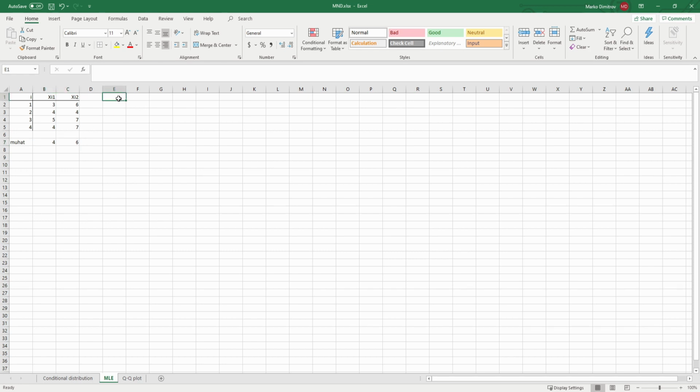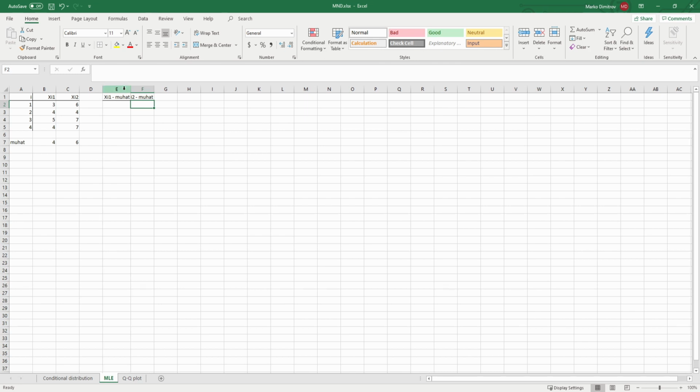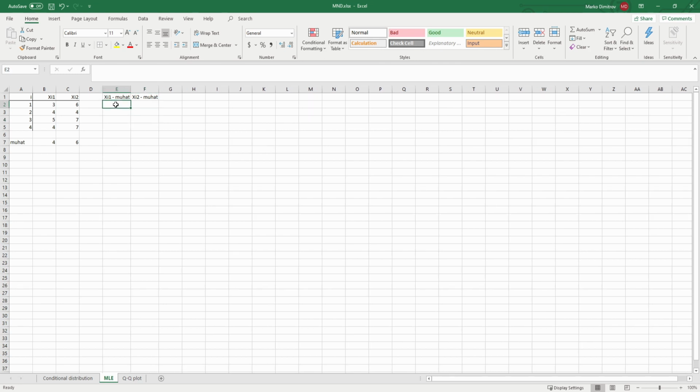To get the maximum likelihood estimate of the covariance matrix, what we need is the difference. So we need the difference between the observed values and the corresponding mean. So let's do it like here, and let it be like this. So what we need is actually this one minus this. So this is our transposed vector.